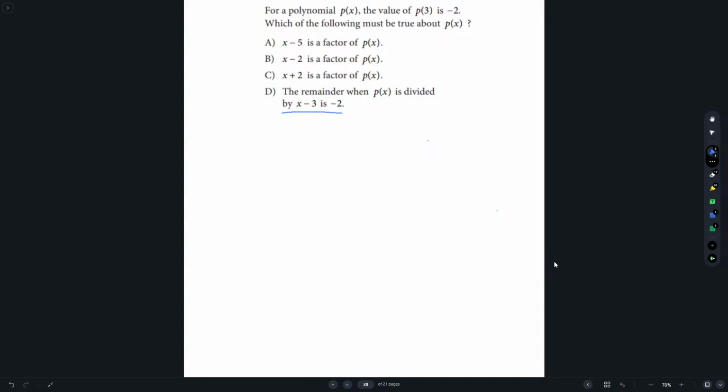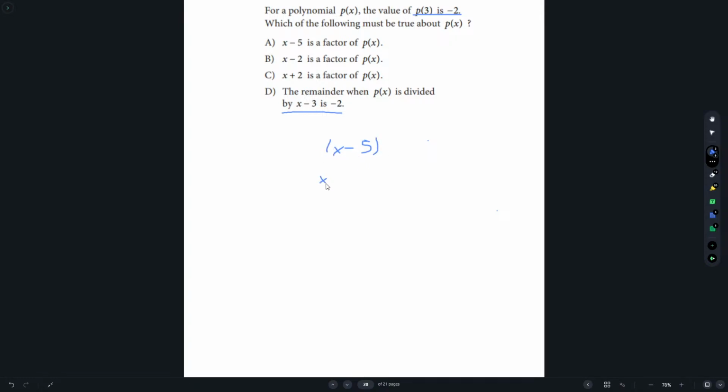Back to this head scratcher. Okay, so I'm gonna just find a polynomial where this is true, where p of 3 is equal to negative 2. For p of 3 to be negative 2, we can say x minus 5 could be. Plug in 3, it does give you negative 2.